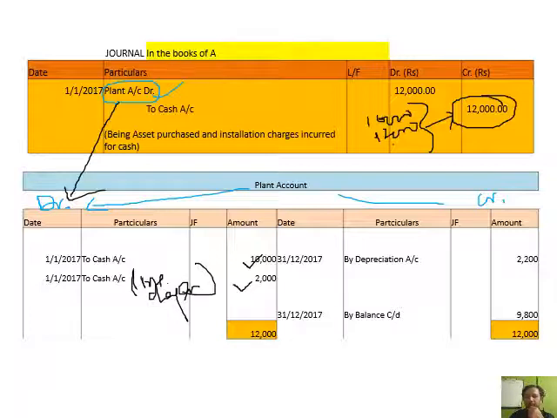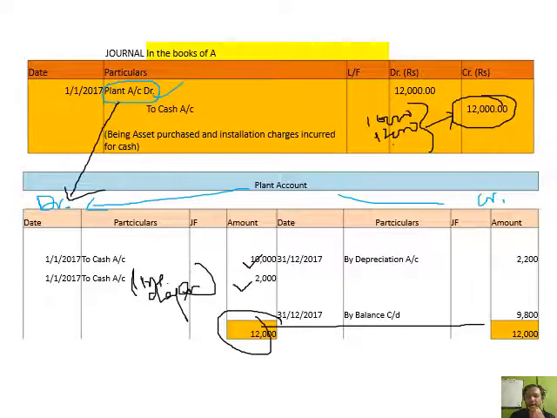Now from this particular 12,000, we are going to record this 12,000 on the credit side also, and from this particular 12,000 we will go for this part. Both the sides should be equal. If this side is 12,000, then the other side should also be 12,000. So both the sides should be 12,000.